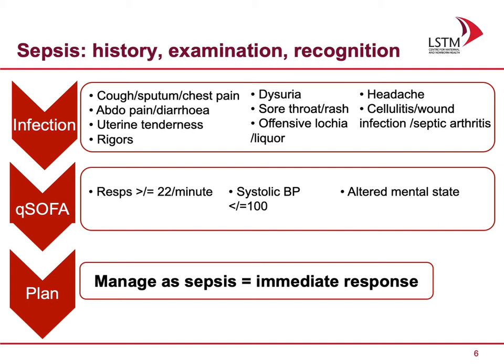Systolic blood pressure is less than or equal to 100, so if it's higher than that, then it will not score, and the mental state must be less than alert in order to attract a score. So once you've got a Q-SOFA score of 2 or more, then you know you've got a situation where there's sepsis, and this demands an immediate response.